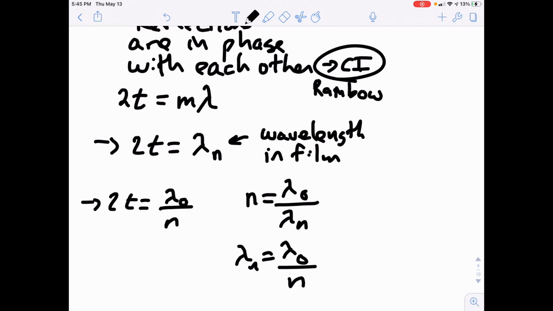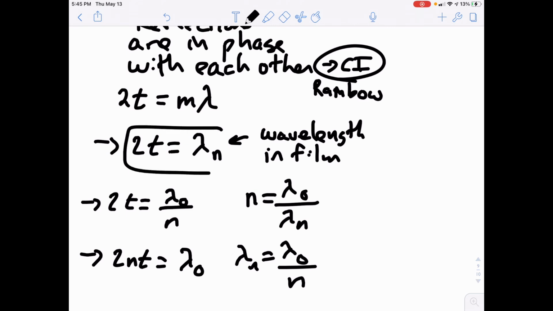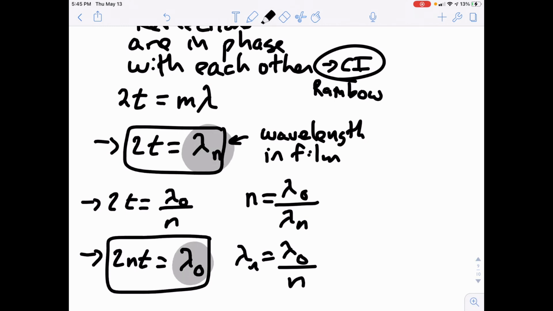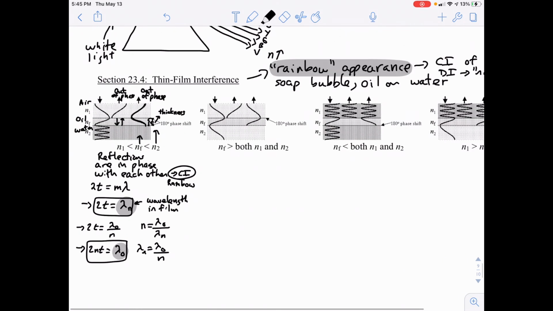And if I multiply both sides by n, I get 2nt is equal to some multiple of a wavelength. You can either use this equation here or this equation here. It really depends on if you're given the wavelength in the film or if you're given the wavelength in air. Okay, and we're gonna practice that fact.